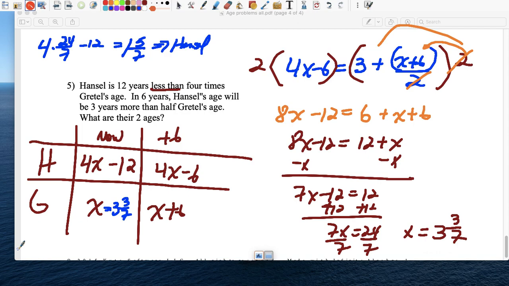Okay, so just give me a second. I'm going to do it on paper here. 4x minus 6 equals 3 plus x plus 6 over 2. Let's do 4x minus 9 equals x plus 6 over 2. 8x minus 18 equals x plus 6. Minus x is 7x. No, I keep getting the same thing, so I'll leave it at that. If you got a different one, let me know.